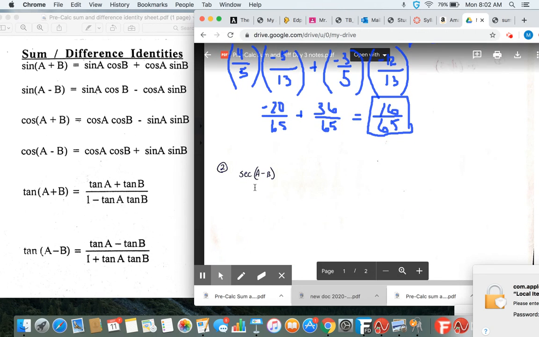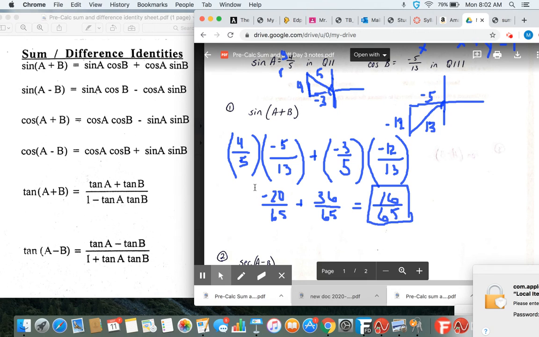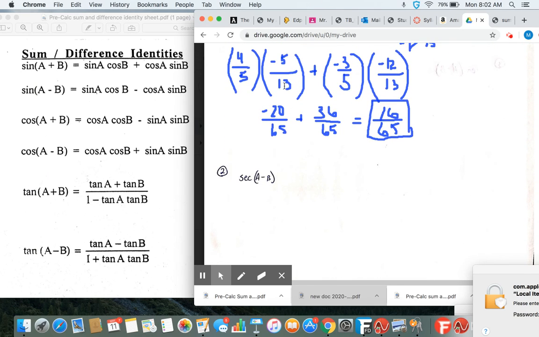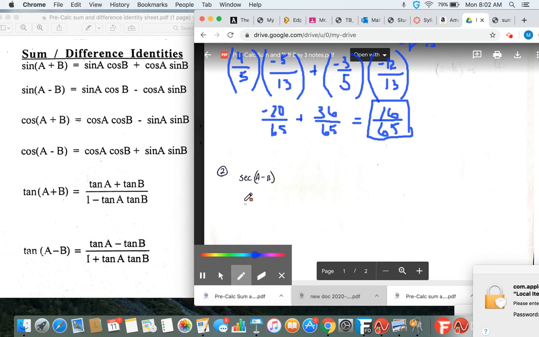Now, for number 2, we're using the same angles, right? So we're still using angle A, angle B, the triangles that we just drew. And number 2, it asks us to solve for secant. Well, I would suggest not solving for secant, but let's use the identity for cosine. And then as we get our answer, well, it's really not going to be our answer, right? Because as we solve for this, we're solving for what cosine of A minus B would be. So we just got to make a note to ourselves that because it's secant, we're going to need to flip it at the end, right? We're going to need to take the reciprocal of whatever we get here at the end.